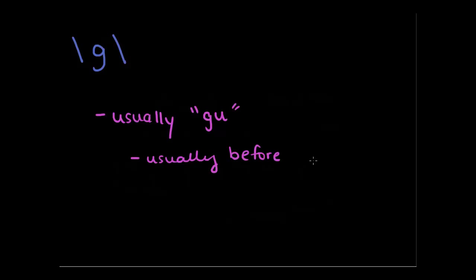Again, the reason is the same. It's because the G needs to be hard. So before an E or an I, we can't have just a G because it would make the G soft. So we need a GU to make it hard. So usually before an E or an I, this holds true pretty much all the time in Portuguese. Example of this is Serengeru.